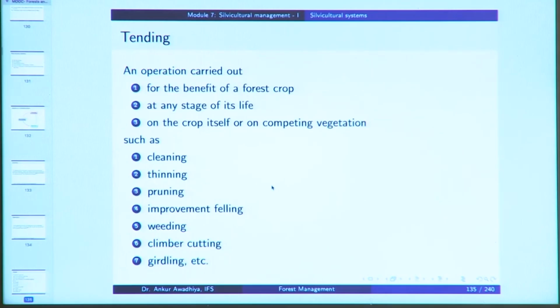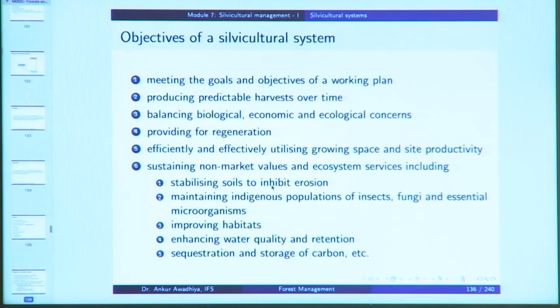Next, we have tending, an operation carried out for the benefit of a forest crop at any stage of its life on the crop itself or on the competing vegetation. So, this is a very important definition. It is done for the benefit of the forest crop at any stage of its life and on the crop itself or on the competing vegetation. It includes things like cleaning, thinning, pruning, improvement felling, weeding, climber cutting, girdling and so on.